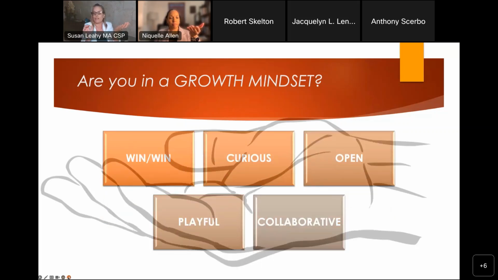Now, this is always easier said than done, right? So I want us to just take a moment to think about this: when you're in your meetings, are you really engaging in the energy and in the thinking of win-win? Are you allowing yourself to be curious rather than judgmental? Are you really sitting there open?